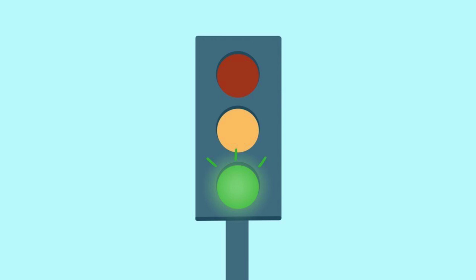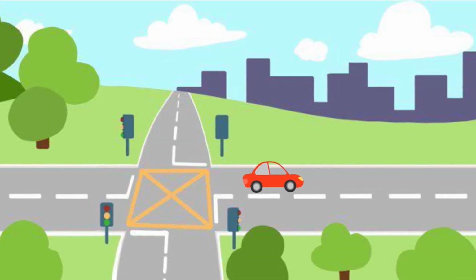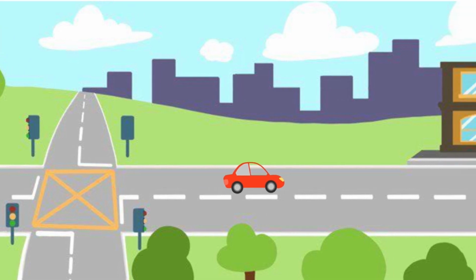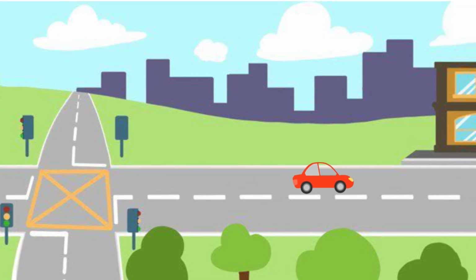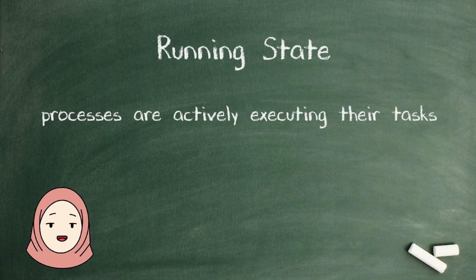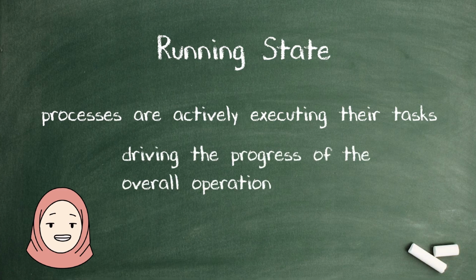As we move further, we meet the running state. Think of vehicles smoothly moving on the road, actively contributing to the traffic flow. Similarly, in the running state, processes are actively executing their tasks and driving the progress of the overall operation.